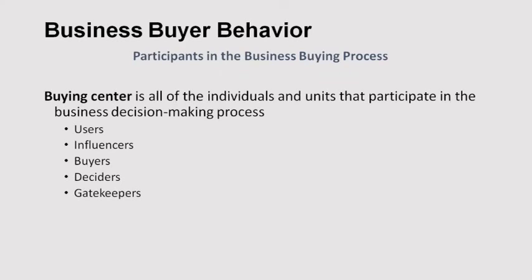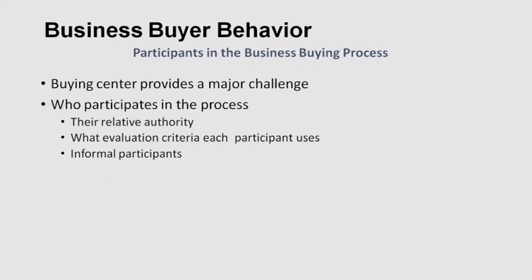So who are the participants in the business buying process? So we have this collective term here, class, the buying center. It refers to all individuals and units that participate in the business decision-making process. Who are they? Users, influencers, buyers, deciders, and the so-called gatekeepers. So later we'll define each of them.